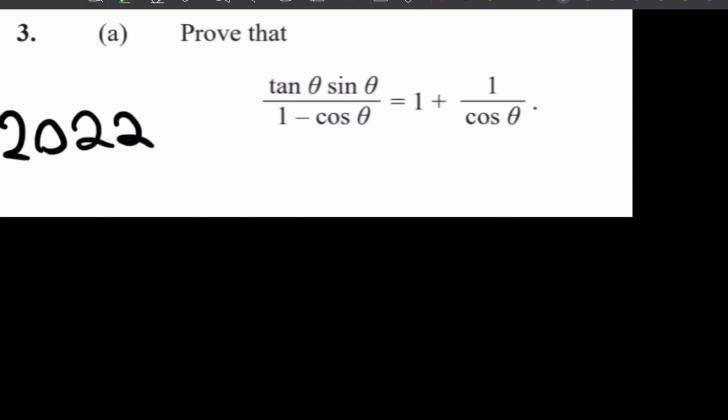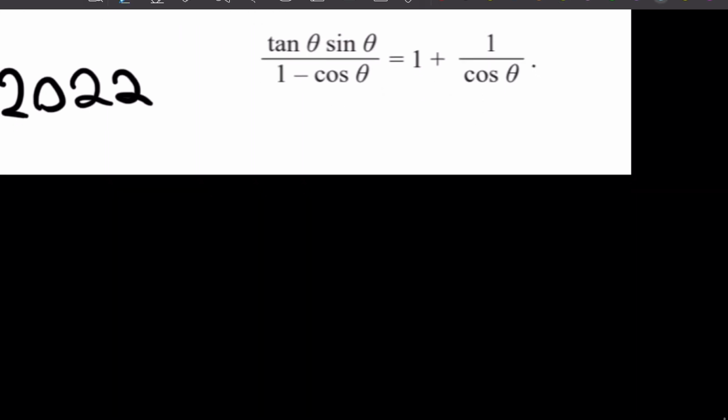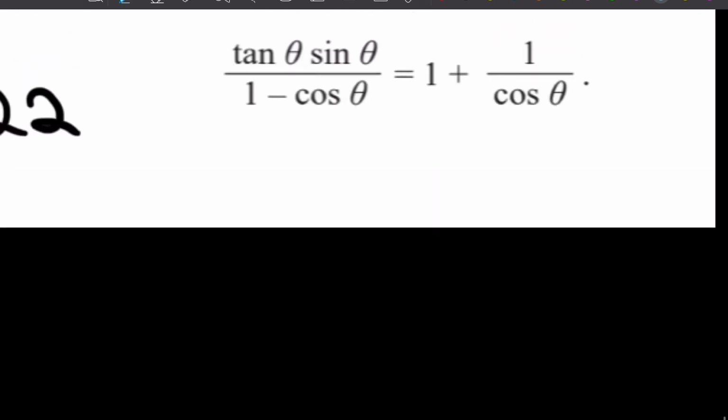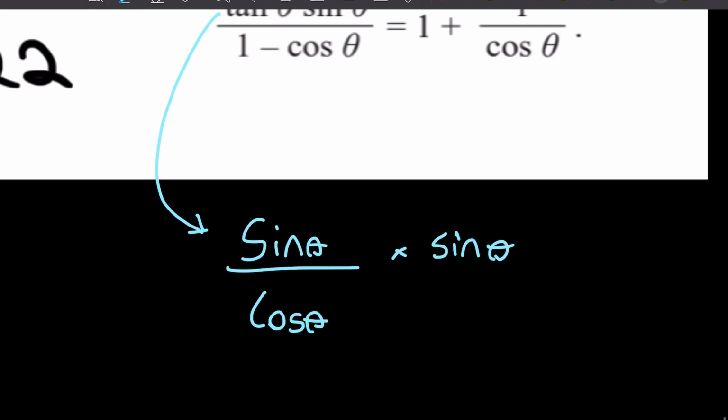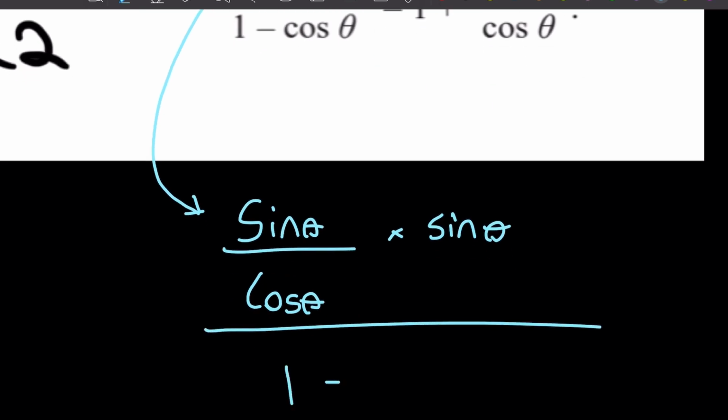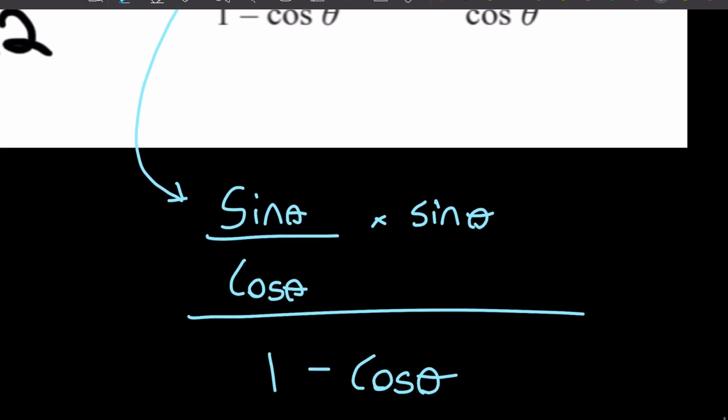Now, what did I say earlier? Whenever you see things that can be changed out, 9 chances out of 10, you can just change it out, okay? So 9 chances out of 10, just change this out. So we have tan theta, and we know that tan theta is equal to sine over cos. So say sine theta over cos theta times sine theta, and that's going to be over 1 minus cos theta.